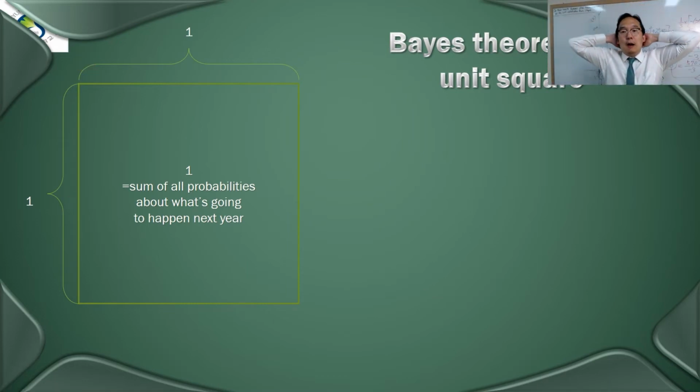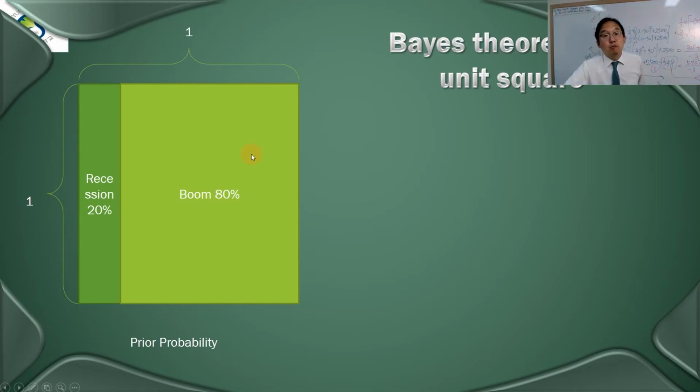So the summation of the probability of all these possible states of nature next year has to be 1. So that's why I introduce a square whose area is exactly 1 by 1. Okay, now that's good, easy. Then boom and recession, 80-20. So 8-2, right? Recession versus boom, prior probability, like that.